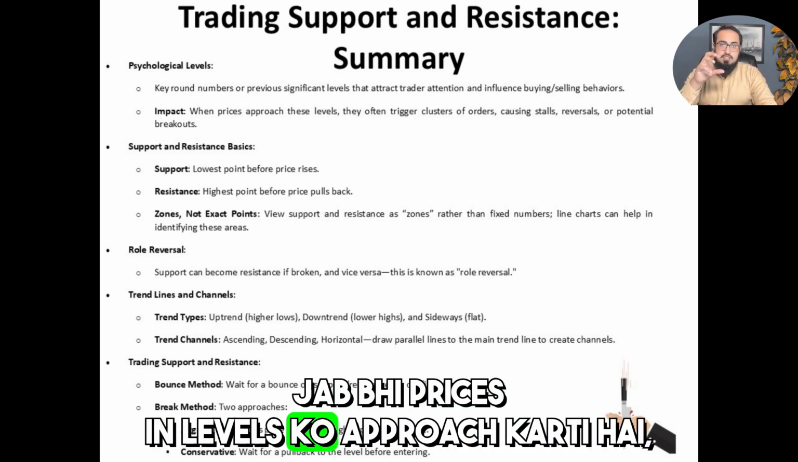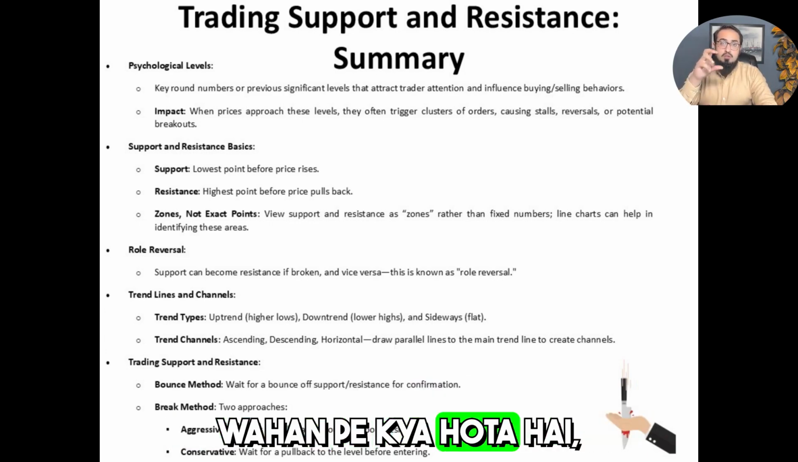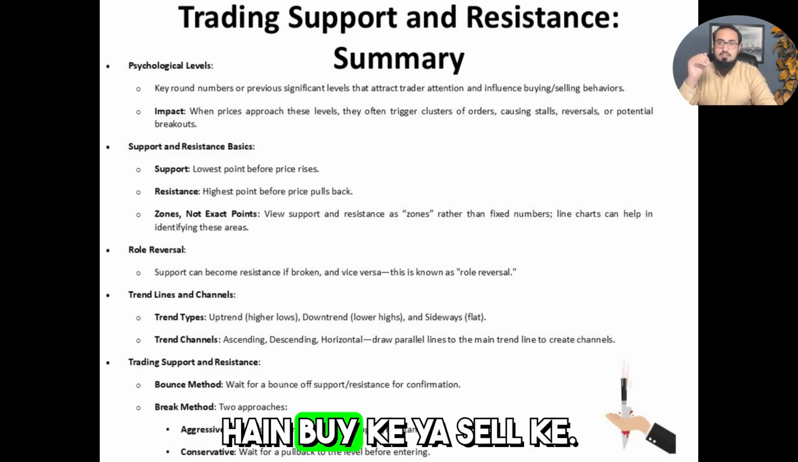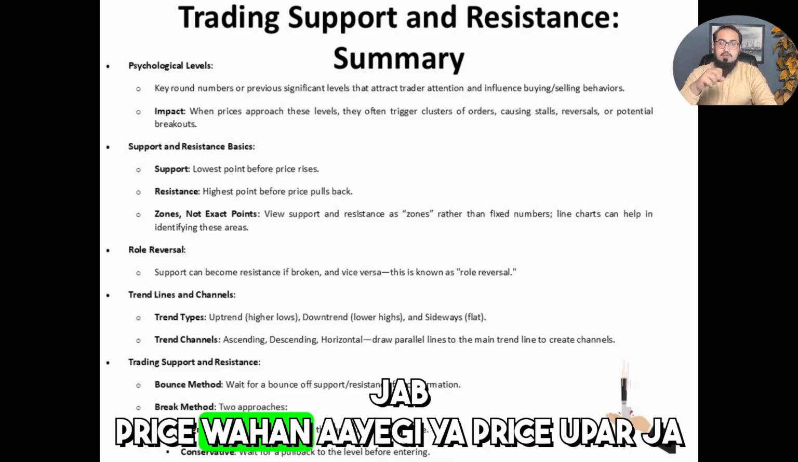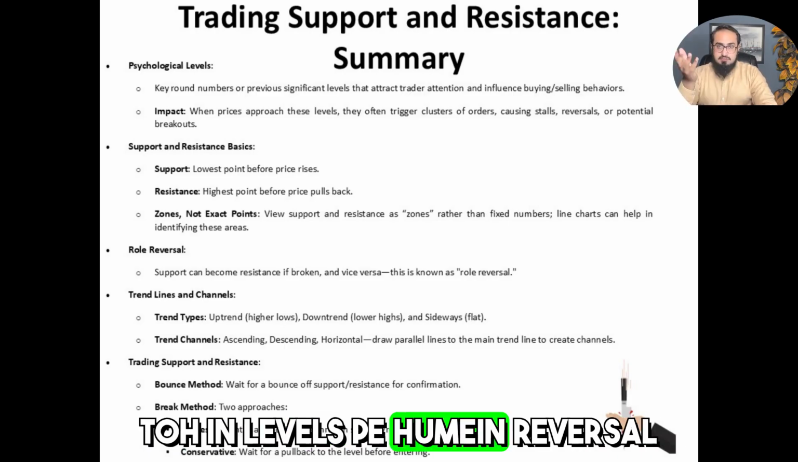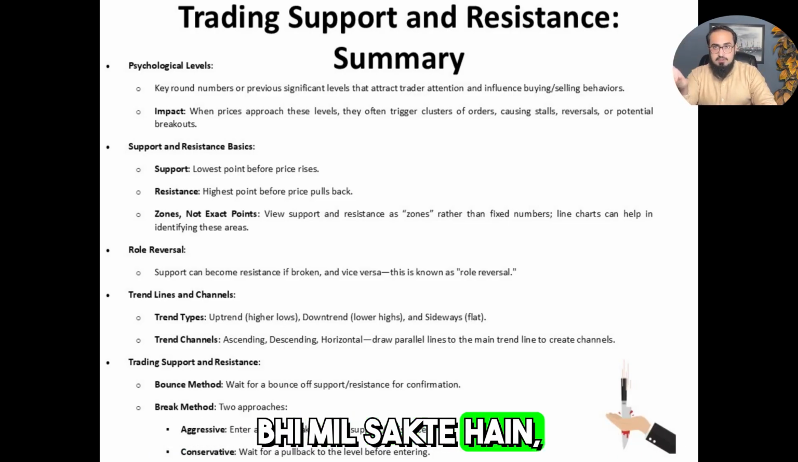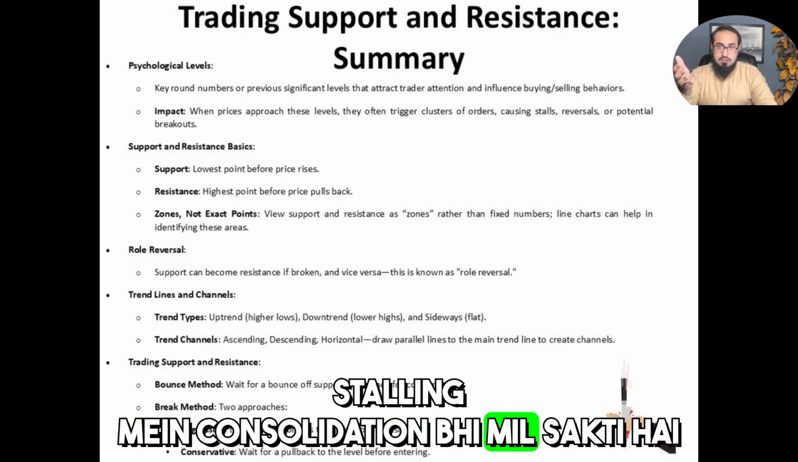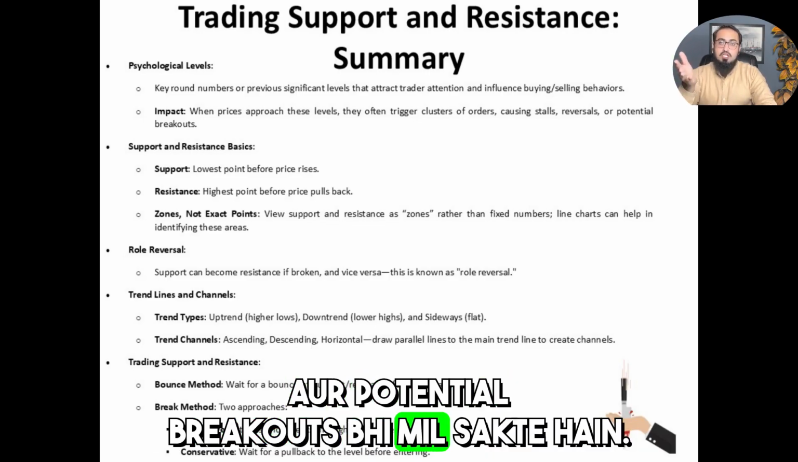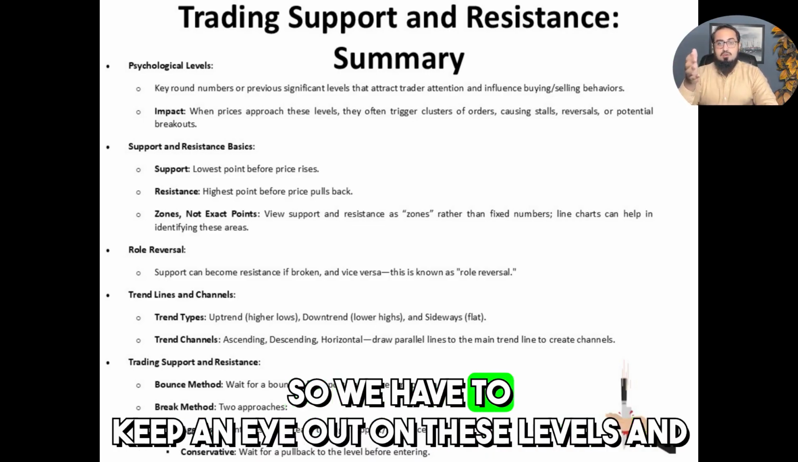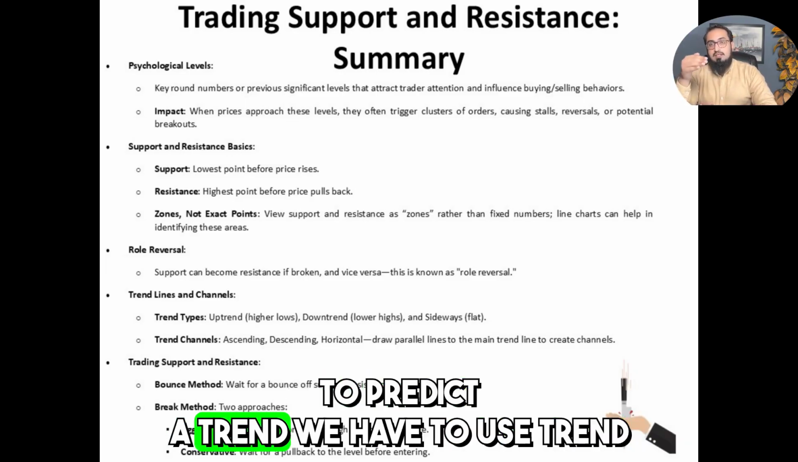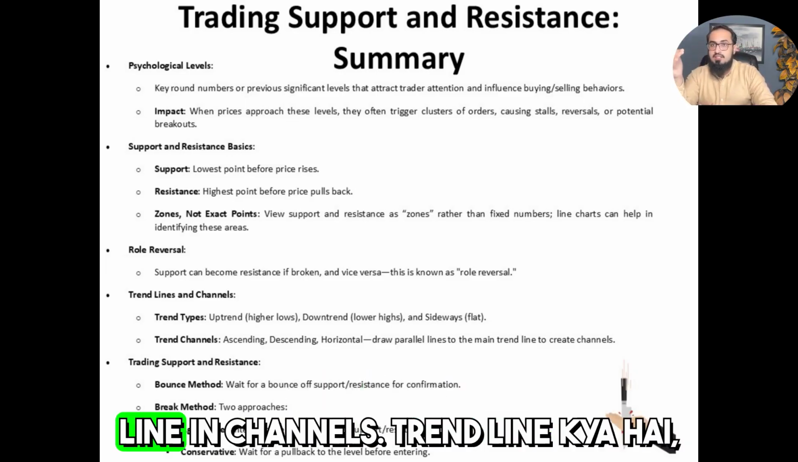Whenever prices approach these levels, what happens there? There are hidden orders, either to buy or sell. When the price reaches there, or the price is going up, or the price is going down, at these levels we can get reversals, stalling, consolidation, and potential breakouts. So we have to keep an eye on these levels.